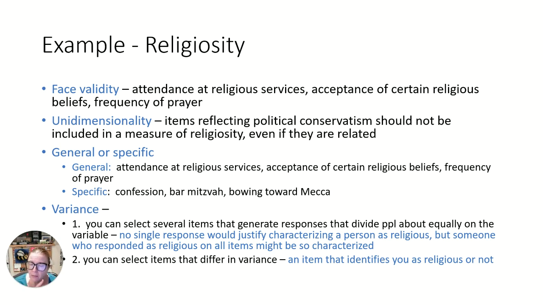We can select several items that generate responses that divide people about equally on the variable. So no single response would justify characterizing someone as religious, but someone who responded as religious on all items might be characterized as religious. And then we could also choose things that clearly identify you as religious or not.